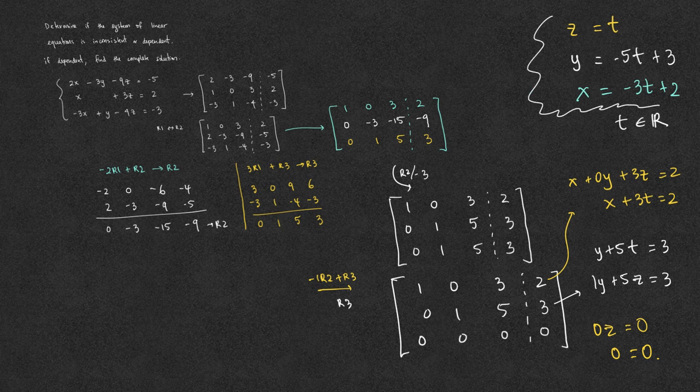This is the complete solution where the system has infinitely many solutions. We say that the system is dependent.